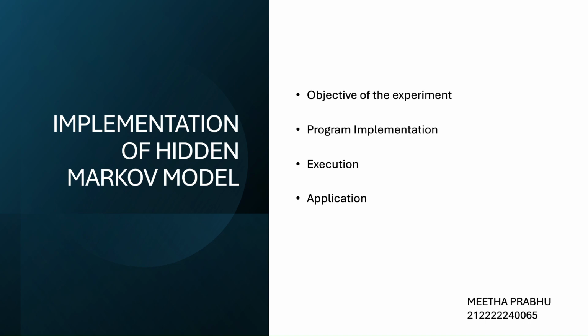Implementation of hidden Markov model. A hidden Markov model is a statistical model used to describe a system where you have a sequence of observable events, but the underlying process that generates the event is not directly observable. We have the objective of the experiment, program implementation, execution, and application in the presentation.